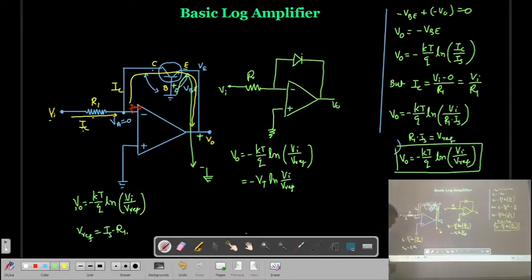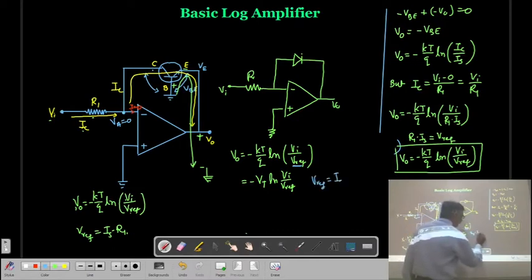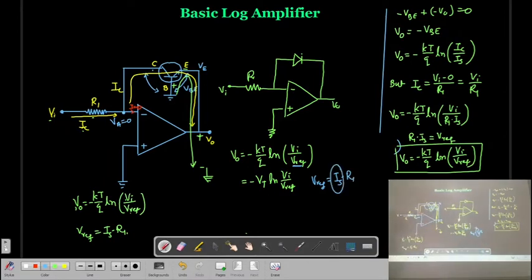So here you can see, in this formula, whatever the reference voltage is, this reference voltage is Is into R1. But this saturation current is a function of the temperature. So with the temperature, your saturation current is going to change, and therefore the reference voltage is going to change. As a result, your output voltage will also change.